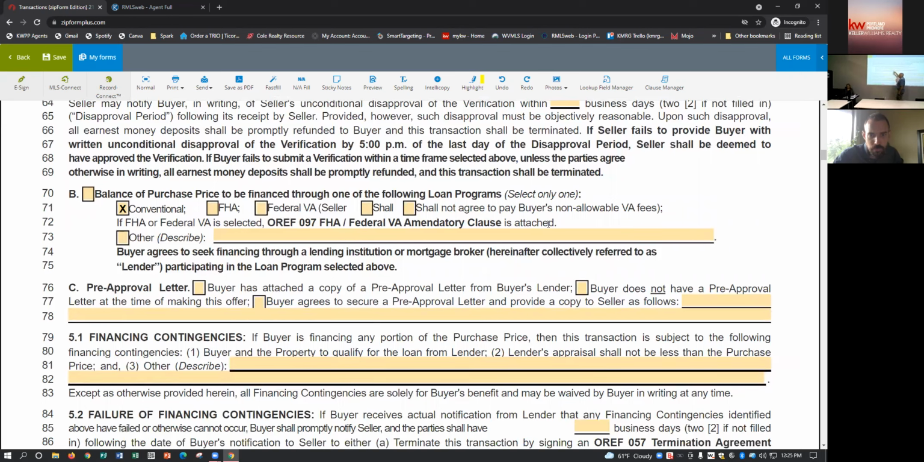I don't like it. But the new part of the agreement here is if you check FHA or VA, now the OREF 097 FHA federal VA mandatory clause must be attached to the agreement. And if it's not attached and the offer is accepted, then you may not have a meeting of the minds, because there's information on that that's really paramount to the sale of the property. In it, it says, similar to what section 5.1 says down here, that if the property does not appraise for the purchase price, or it doesn't qualify for the loan, the buyer doesn't have to move forward and they get their earnest money back.